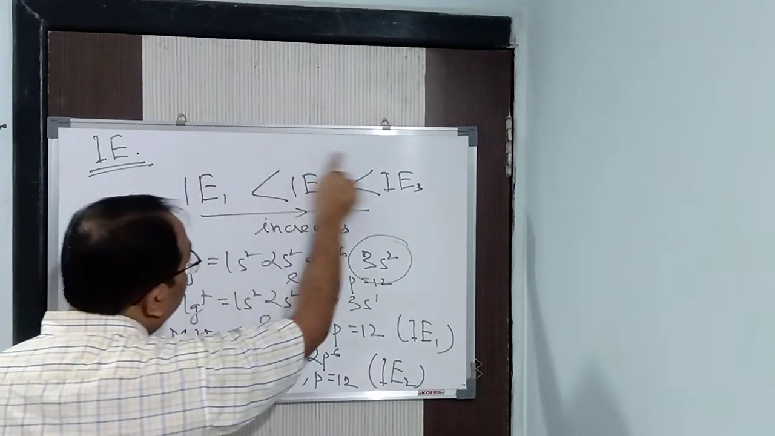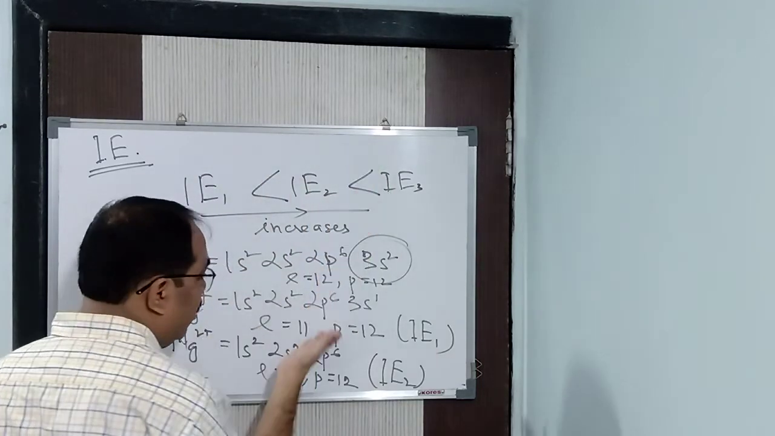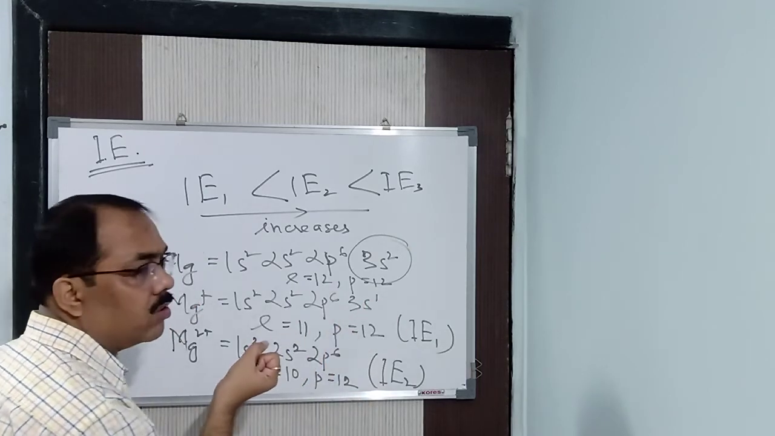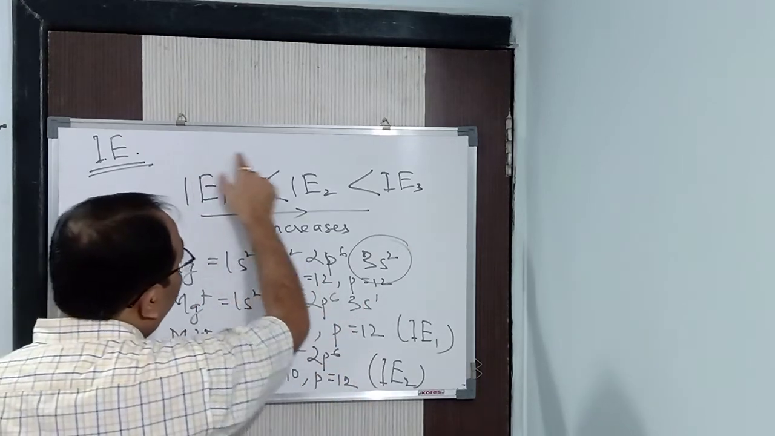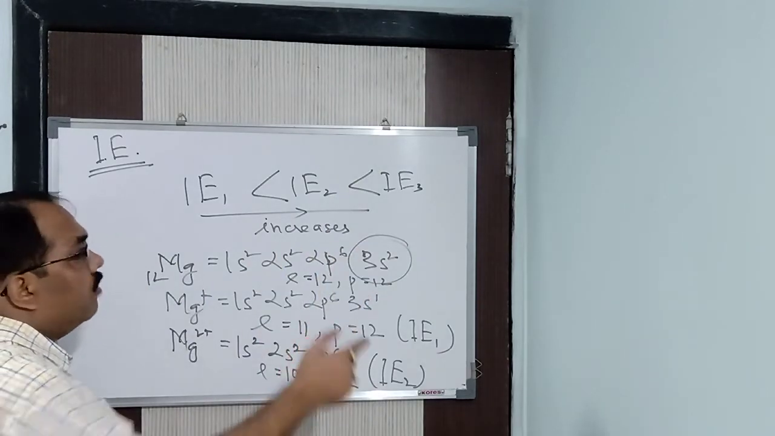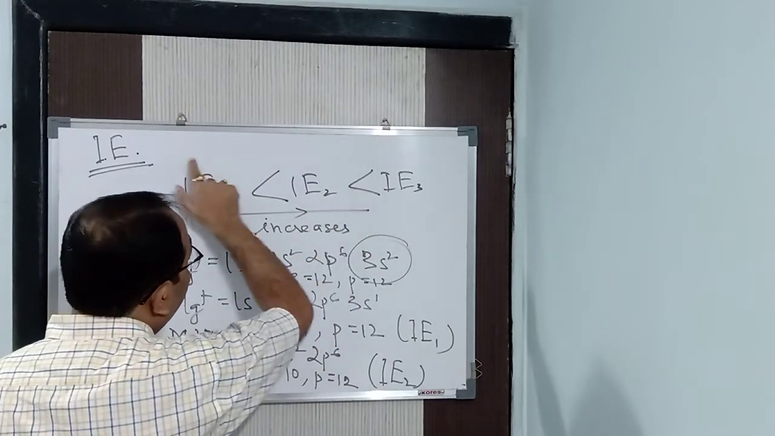Why does it increase across the period? Because across the period, as I said just now, nuclear charge increases, due to which more energy is required to remove an electron. So when you move from left to right across a period, ionization energy increases.